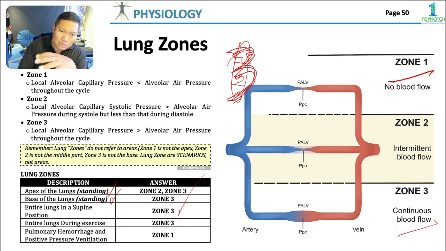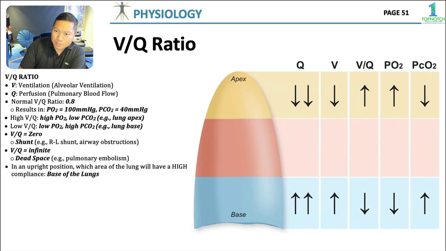So, Doc, normally walang zone 1. Wala, kasi zone 1 is no blood flow. Hindi naman makatarungan na mag-engineer siya na ang laki-laking portion ng lungs walang blood supply. Okay? So, zone 1, you're only going to see that whenever there is respiratory diseases. Pulmonary hemorrhage, positive pressure ventilation, you're going to see zone 1. Otherwise, hindi dapat siya nakikita in a healthy individual.